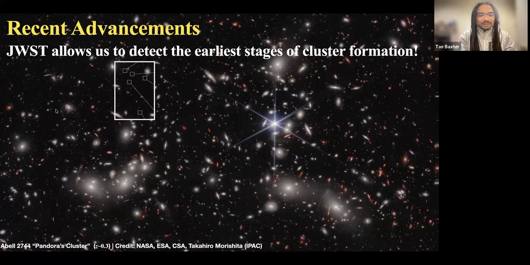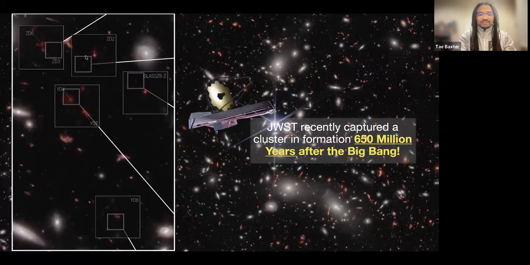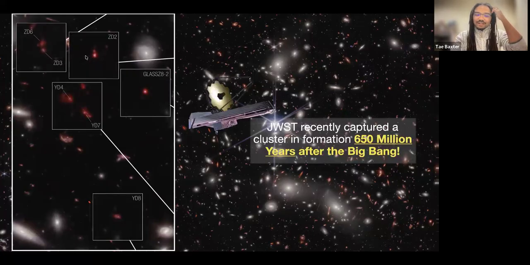And one discovery that I want to show off is in the background of this Pandora cluster. So these elliptical galaxies here are part of the Pandora cluster, but in the very background, recently, folks have found these 7 galaxies that are forming when the universe is about 650 million years after the Big Bang. So this is the earliest galaxy protocluster that we think we have found so far, and this has been thanks to the James Webb Space Telescope.